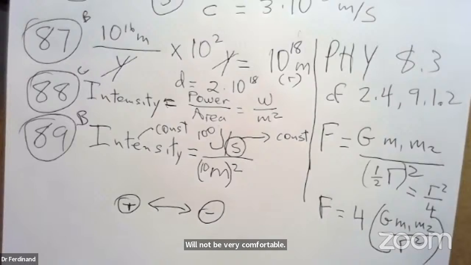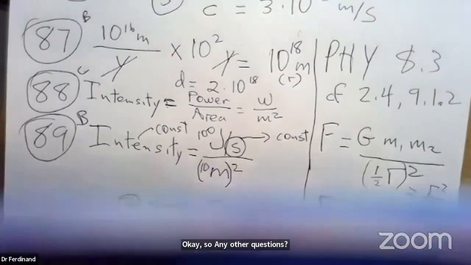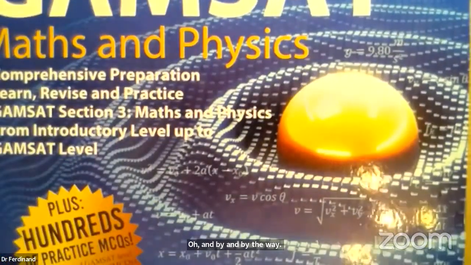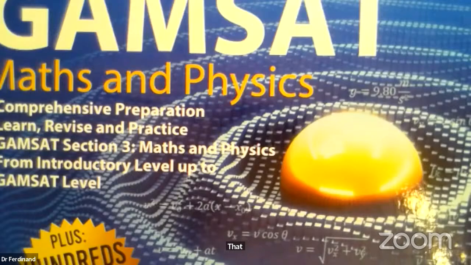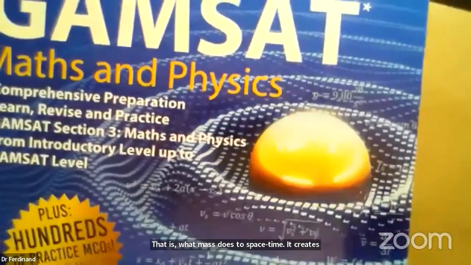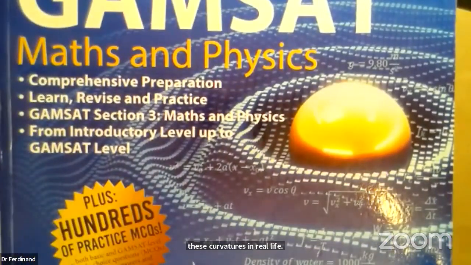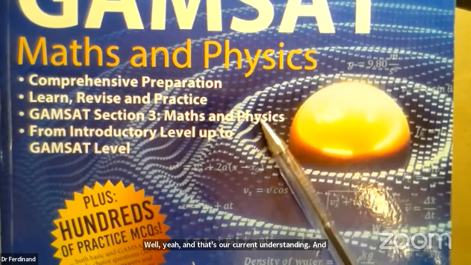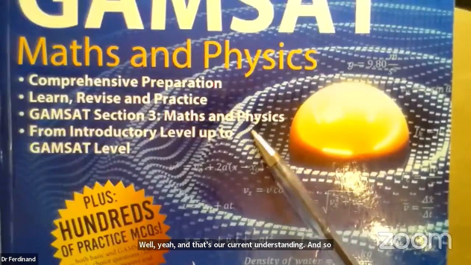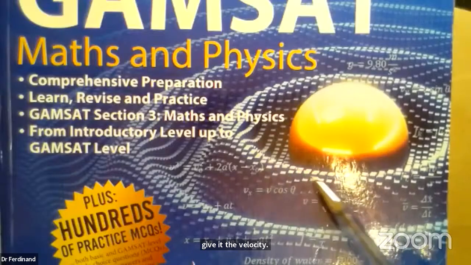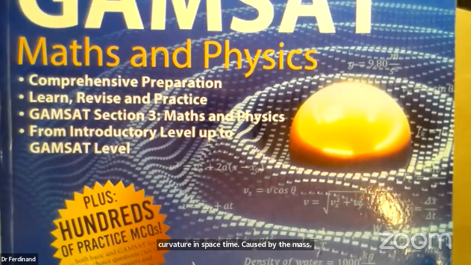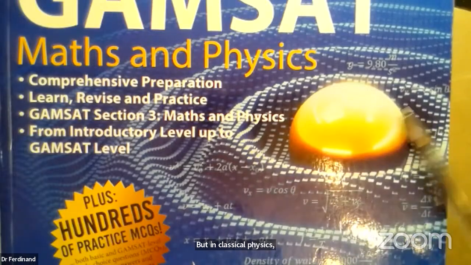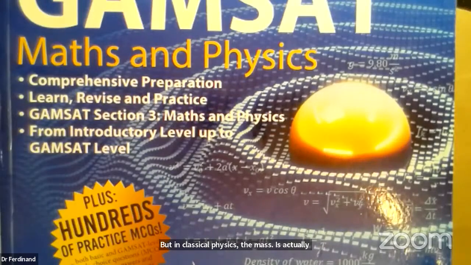Okay, any other questions? Oh, and by the way, that is the image on the front page of the Master Series GAMSAT book. That is what mass does to space-time. It creates these curvatures in real life. Well, yeah, in real life, that's our current understanding. And so if there's a satellite and you give it velocity, it's going to keep moving along the path because of the curvature in space-time caused by the mass. But in classical physics, the mass is actually attracted to the other mass, according to Newton's law of gravity.